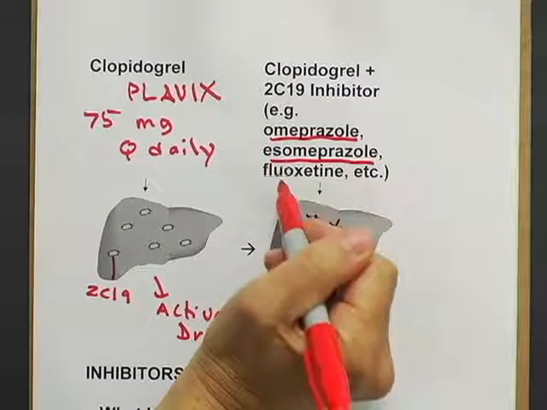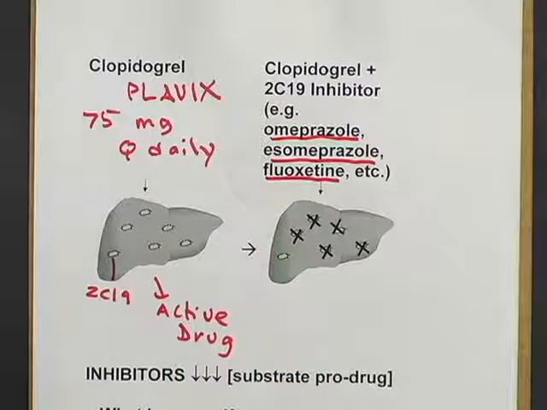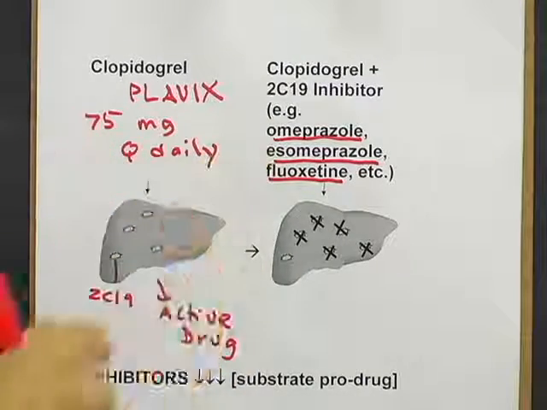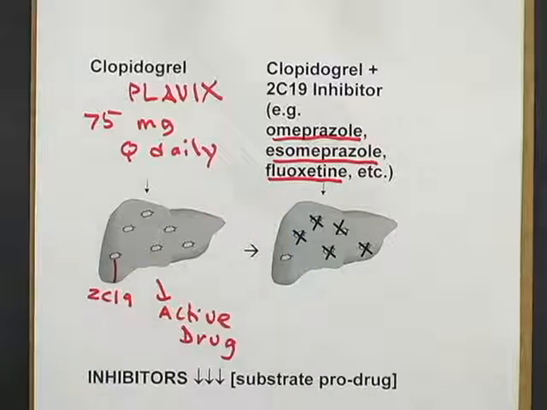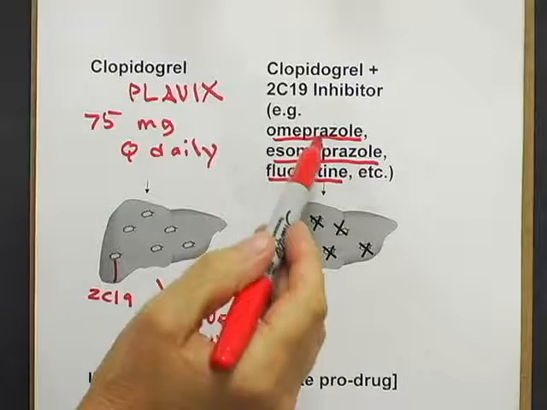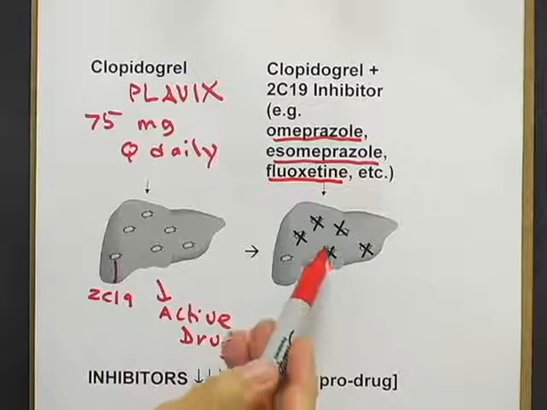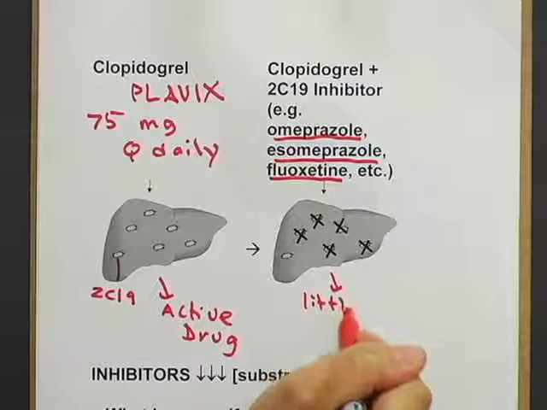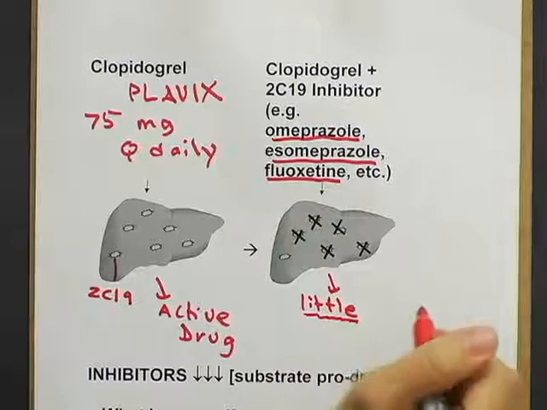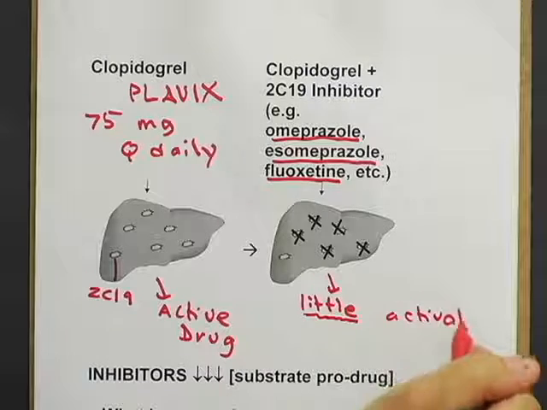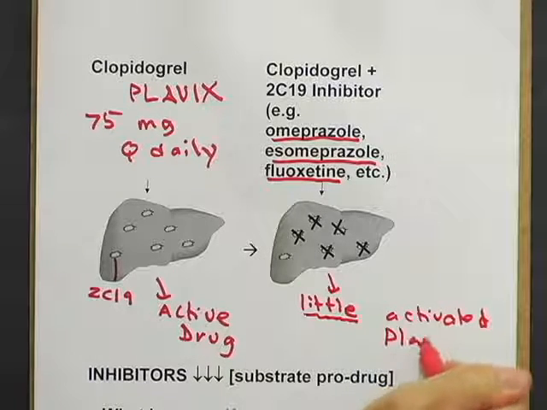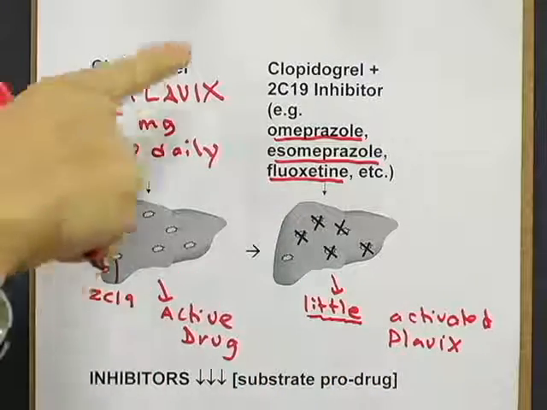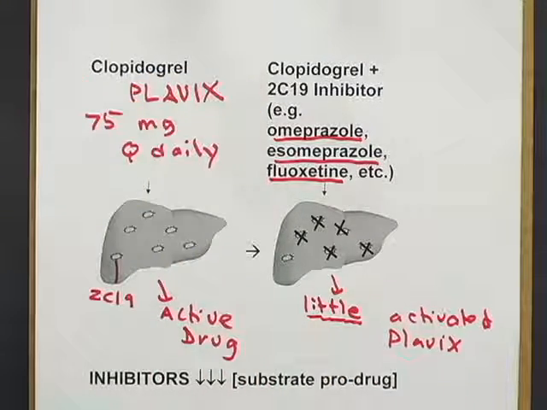Omeprazole, esomeprazole, fluoxetine is another 2C19 inhibitor, but these are PPIs. These two right here, very popular PPIs. This is Nexium, this is Prilosec. And what happens? These drugs are 2C19 inhibitors, so they inactivate this enzyme. And you know what happens? You get very, very little activated Plavix. So in this case, the inhibitor, instead of increasing the Plavix, decreased the active Plavix because Plavix, clopidogrel, is a prodrug.